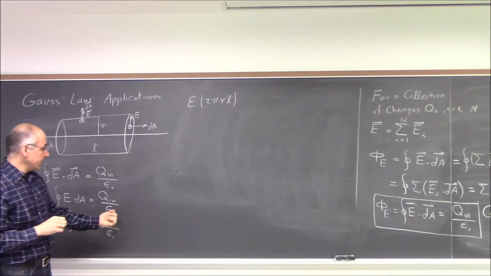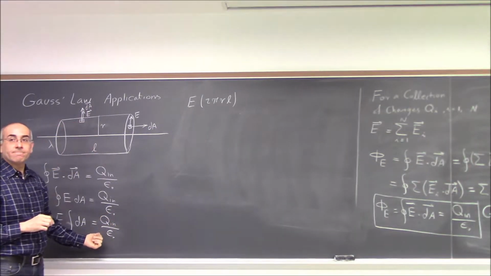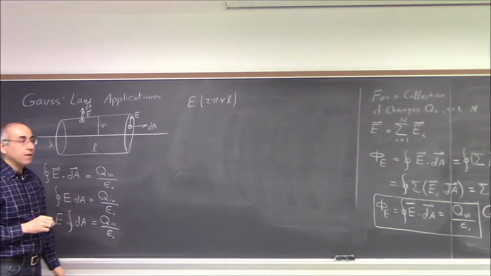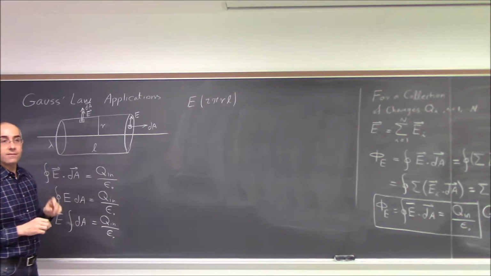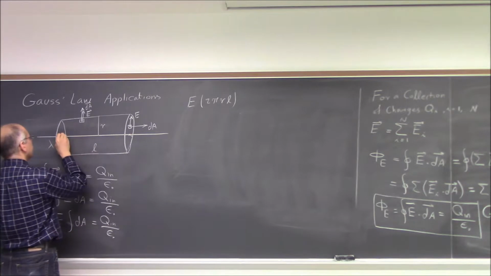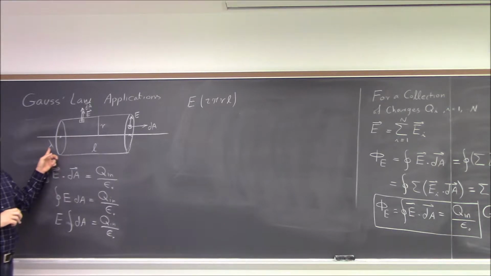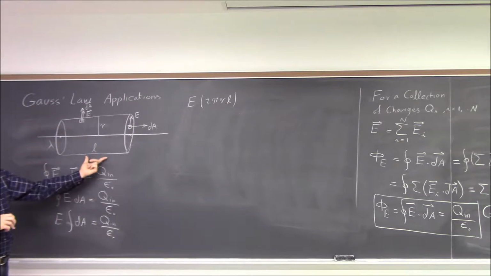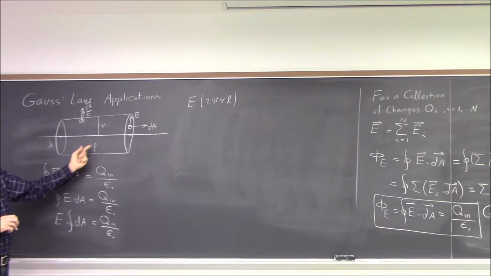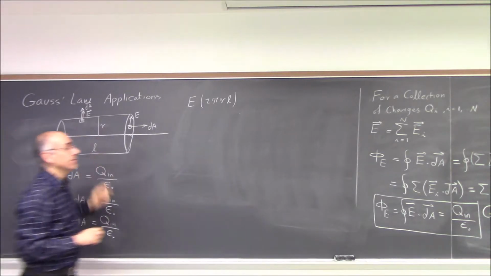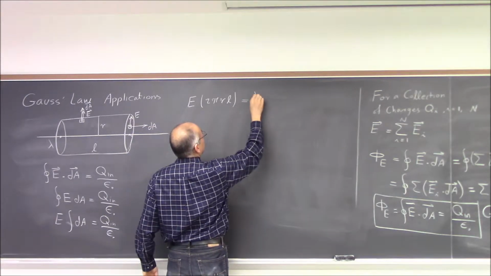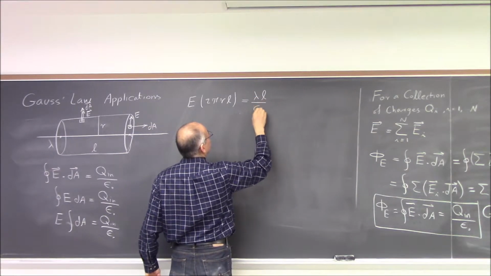And how much charge is inside this? How much charge is inside this cylinder? Is it from here to here? It has charge per unit length of lambda, right? Lambda means this charge divided by the length. So the charge is lambda times L, right? So it becomes lambda L over epsilon naught.